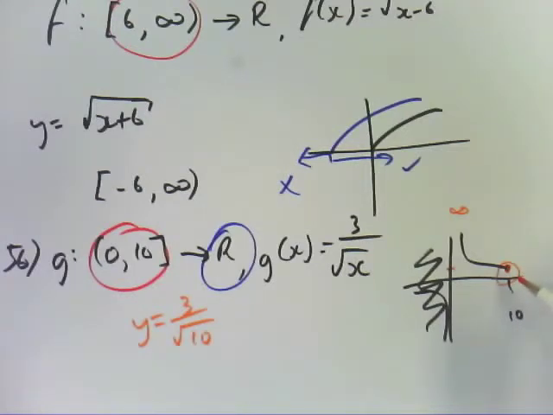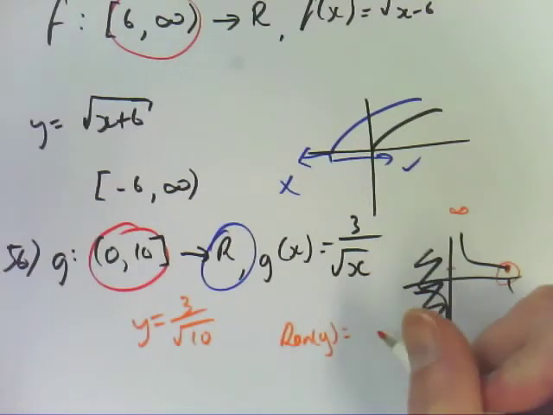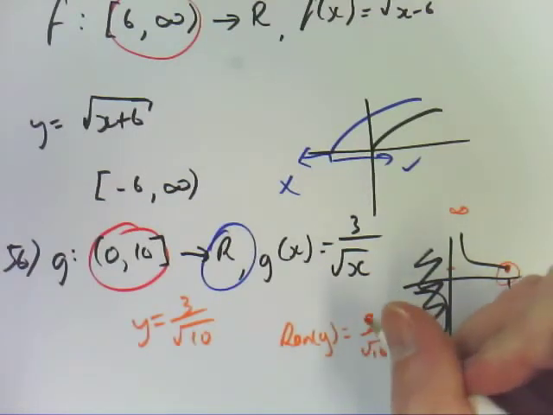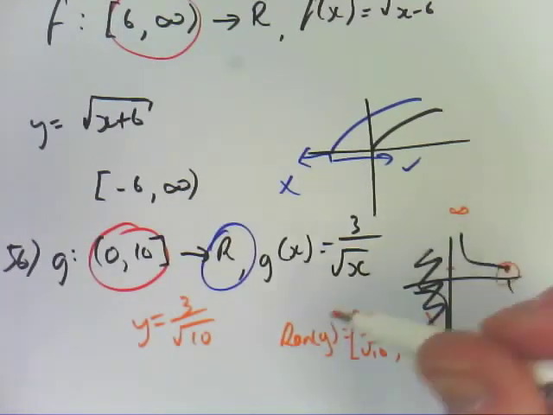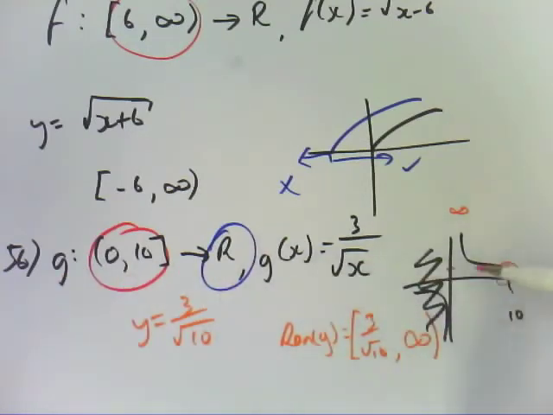So you should write range of g equals 3 on square root 10 inclusive to infinity. Now do I include or do I not include? You never include infinity. Infinity always has the circular bracket. So domain and codomain are easy. Range you have to work out for yourself, and I think personally the easiest way to do that is to do a bit of a sketch and work out what you're looking at.